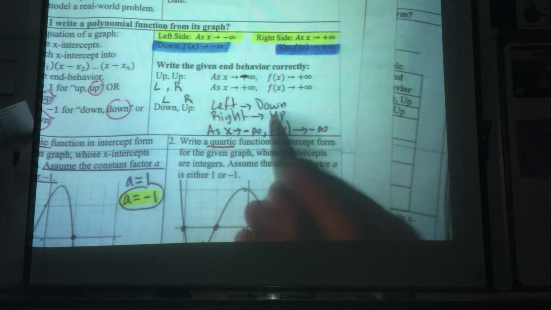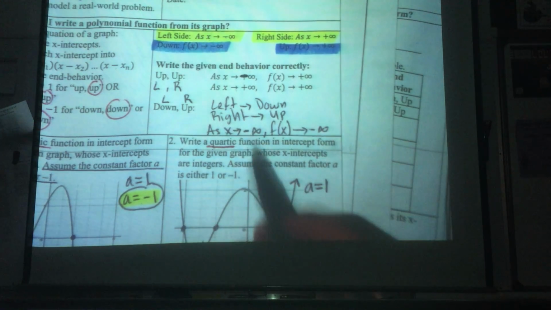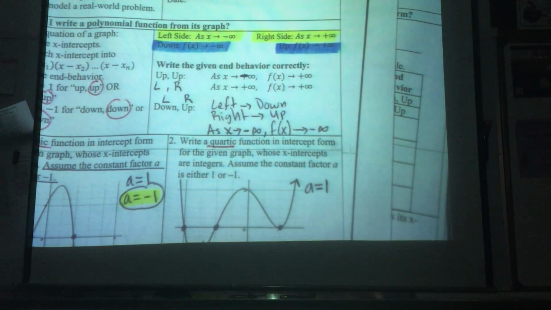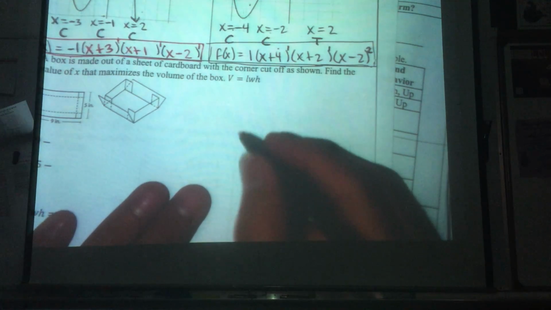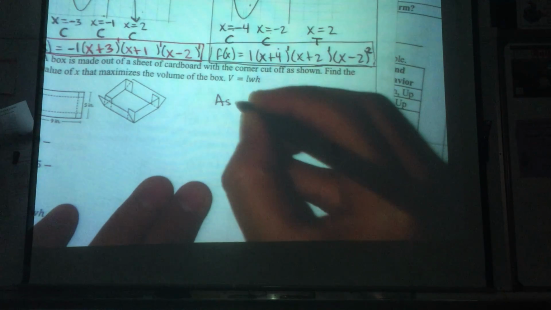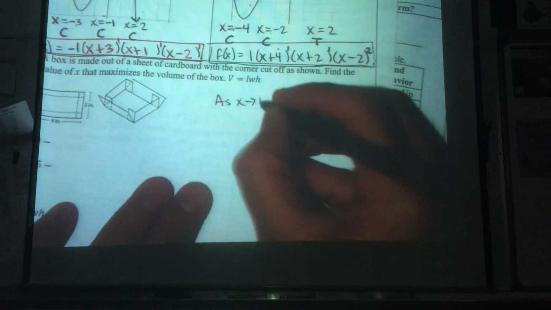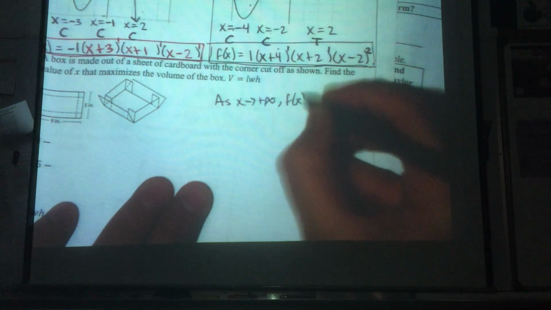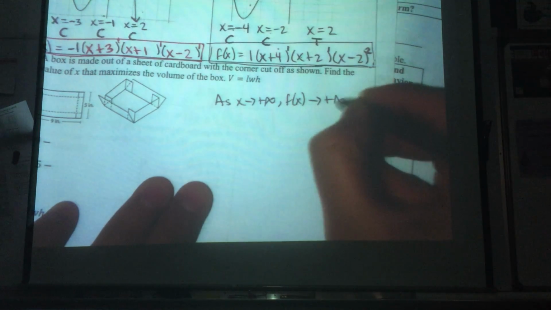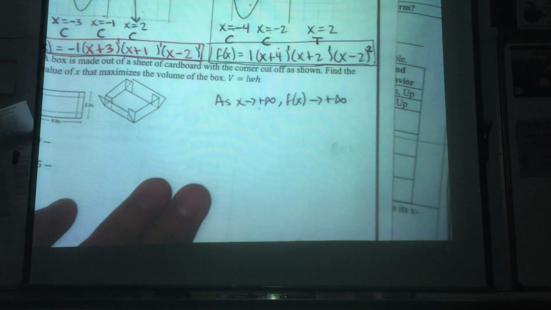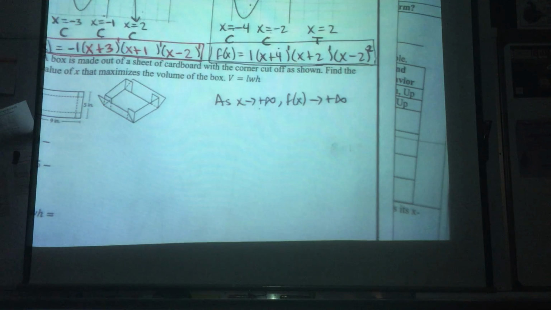Right, up. Let me see where I can write that one. Usually we write it right below, but I have no more space right here, so I'm going to write it right here on this space over here. Right is going up, right? So to say right, I say as x approaches positive infinity, that's right. F of x approaches positive infinity, that's up. On the right, it goes up. Hopefully that makes some sense to you guys.